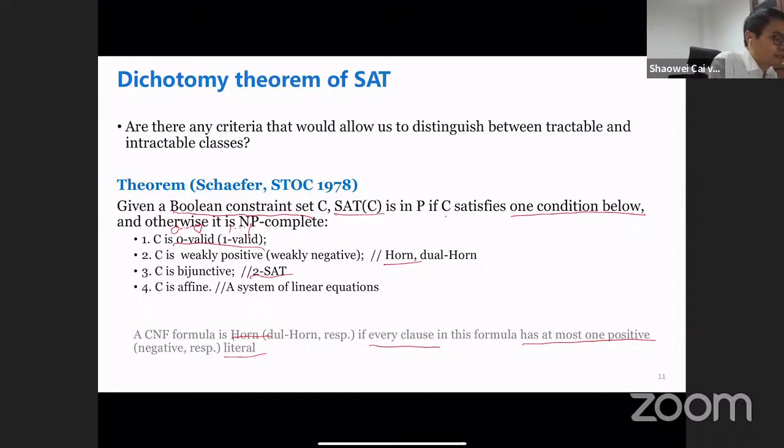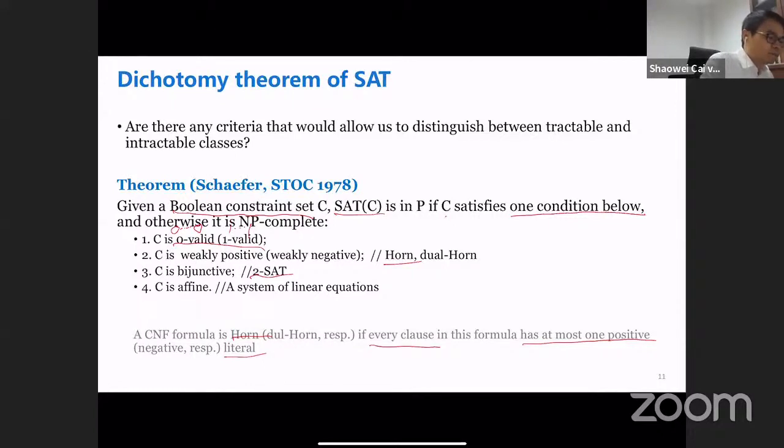Okay, finally, the last case, which is not so familiar to solvers, C is affine, which means that these constraints correspond to a system of linear equations. We can understand it in this way: all the solutions of the formula consist of the solutions to a system of linear equations, and this is a closed system. So two affine formulas can be joined together to get another affine formula.